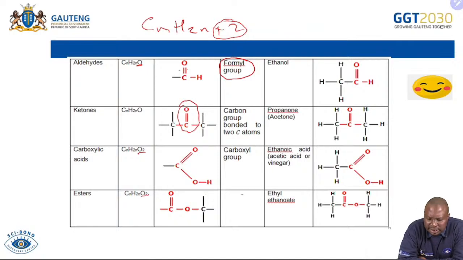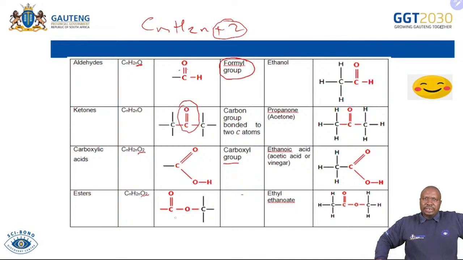For carboxylic acid, the name of the functional group is the carboxyl group. So the carboxyl group, not carboxylic group, but carboxyl group. So you have to know that. And then we have the ester bond there for the esters that are formed. So these are all the functional groups that we're supposed to know.